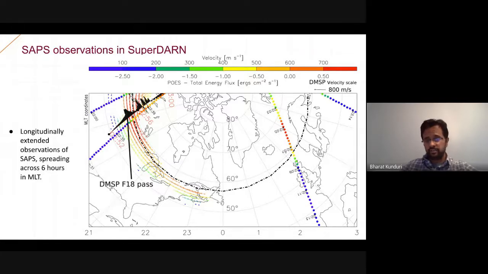While DMSP is great at providing information about the finer scales along a certain longitudinal cut, the data provided by SuperDARN is useful in providing a broader context to the SAPS flows. SAPS flows in this case are observed across six hours in MLT, and there is a strong variability with MLT in these SAPS flows. So SuperDARN would be particularly useful in examining large-scale features of SAPS. And by large scale, I mean longitudinally extended features of SAPS.